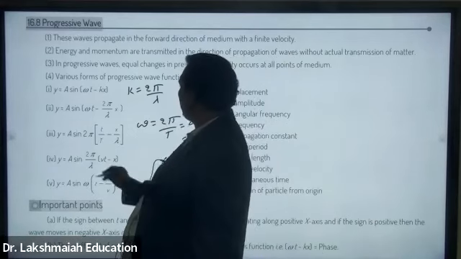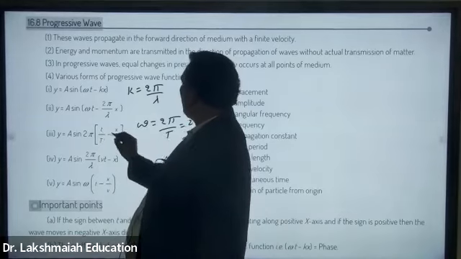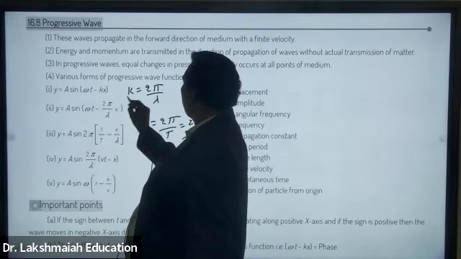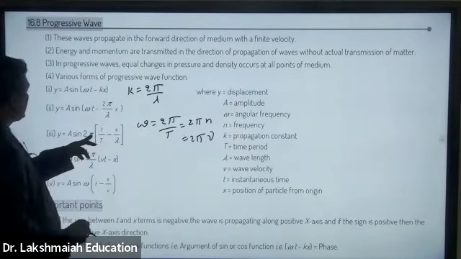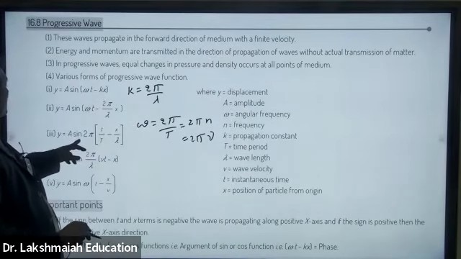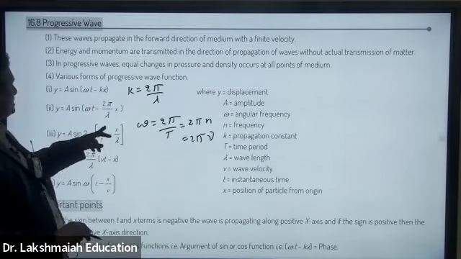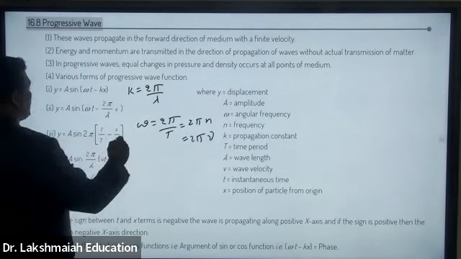See here, instead of omega, they have written 2 pi by T. 2 pi they have taken as common. Why? Because k is 2 pi by lambda into x. In this case, instead of omega, they have written 2 pi by T minus 2 pi by lambda into x. 2 pi has been taken as common. Then small t by capital T. What is capital T? Time period. What is small t? Time instant, minus x by lambda. This is a very important formula.